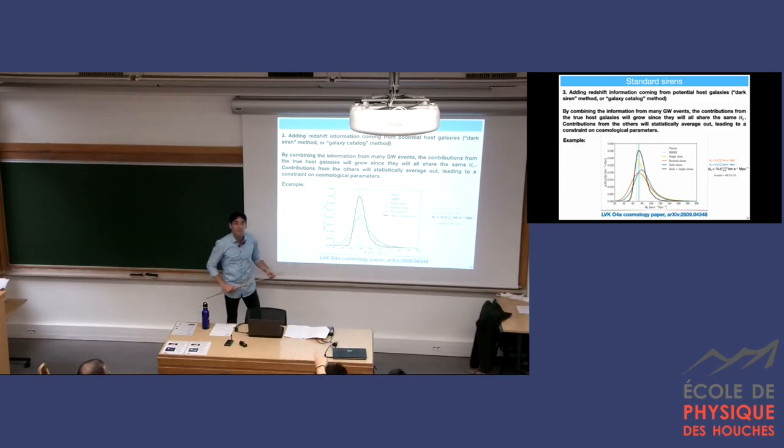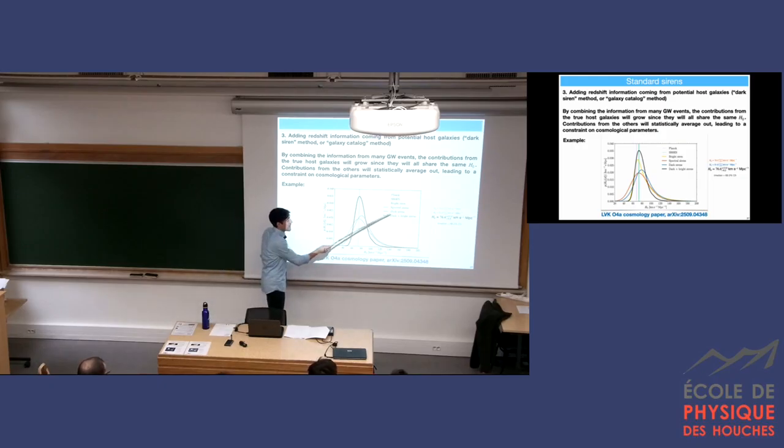Why don't you also add the spectral sirens in the black? Is there a reason? Yeah. So the dark siren here, as defined in the paper, means spectral plus galaxy information. So dark here refers to spectral plus galaxy.